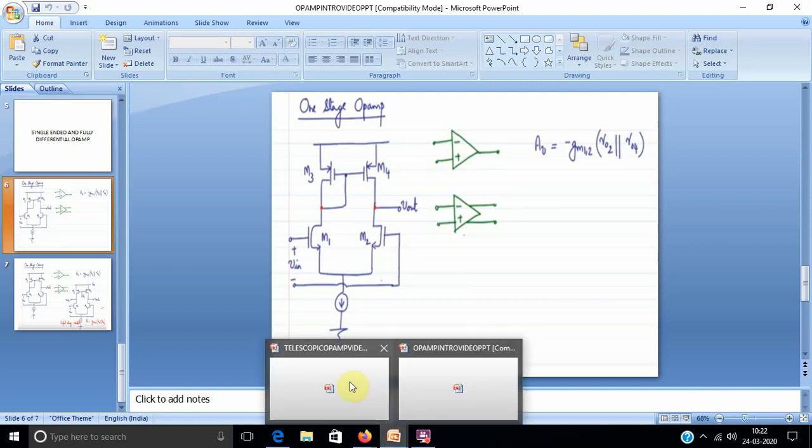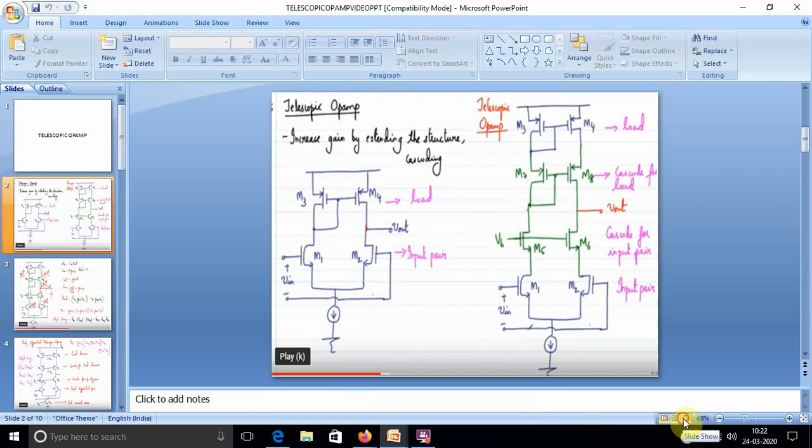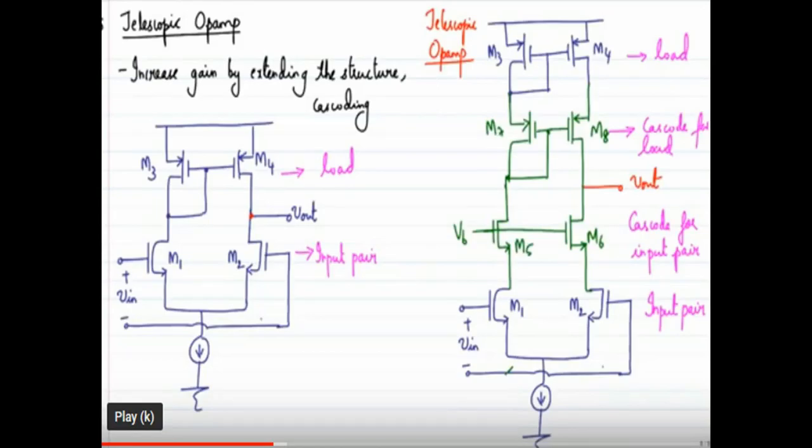So the telescopic opamp: we want to increase the gain from the single-ended opamp structure. For that we extend the structure by cascoding. That is our telescopic opamp. The right-side diagram is the telescopic opamp structure, and the left side is our single-ended opamp. We develop the telescopic structure from the single-ended opamp structure by extending it.